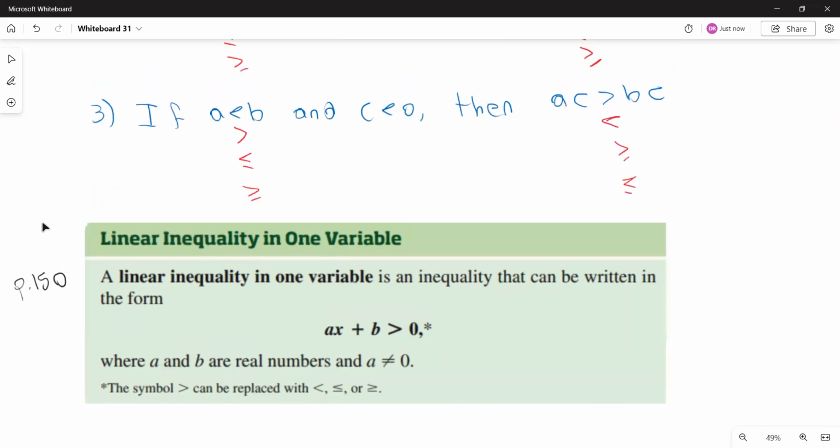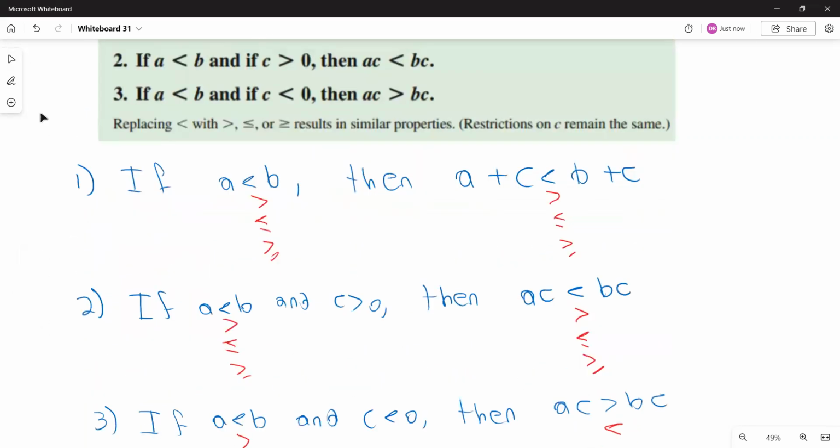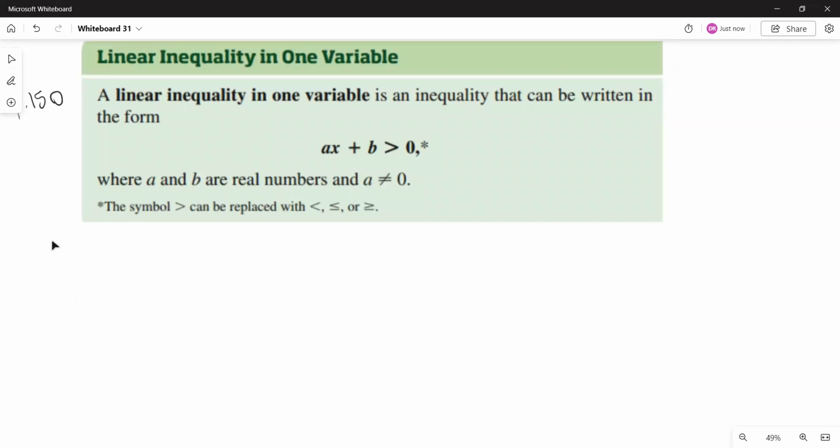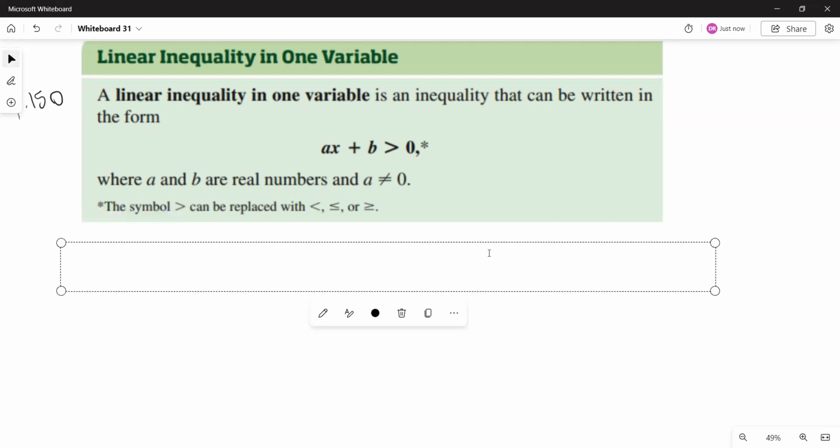Okay, so we're going to use the properties to solve linear inequalities. We are going to solve the linear inequality and write the solution set in interval notation.